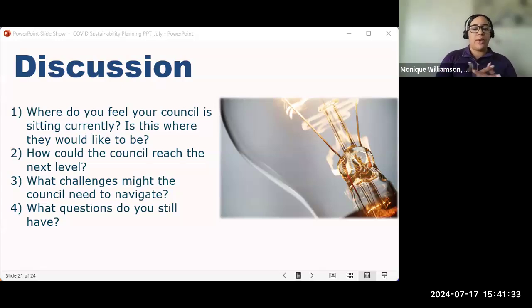So thinking about question 3, and I know we've already talked about a few challenges or barriers, especially when it comes to evaluation, that you all lifted up. What other challenges might the council need to navigate when it comes to any of these components? What are some of those additional challenges that we may not have spoken about already?